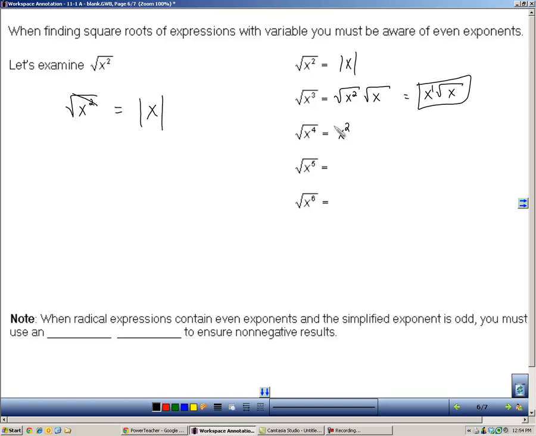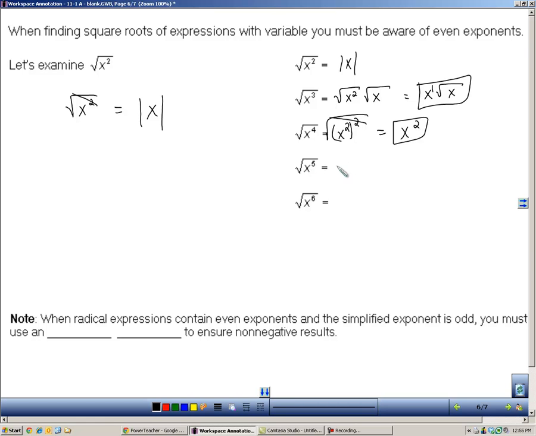That's the same as x squared squared. When you take the square root and you cancel one of those squares, you end up with an x squared. So notice again what happened. You have an even exponent. All you have to do is cut that exponent in half, and you can remove the square root.